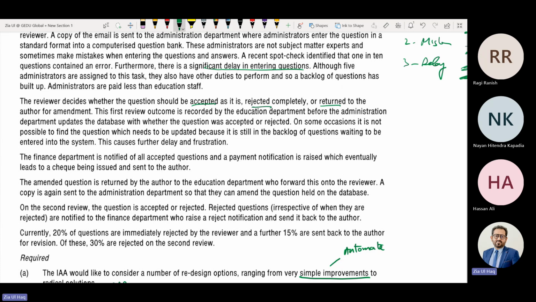The amended question is returned by the author to the education department. Where amendments are required, revision is required, who forward this on to the reviewer. A copy is again sent to the administration department so that they can amend the question held on the database. Now again, before the reviewer outcome, you are going to amend the question in the system.